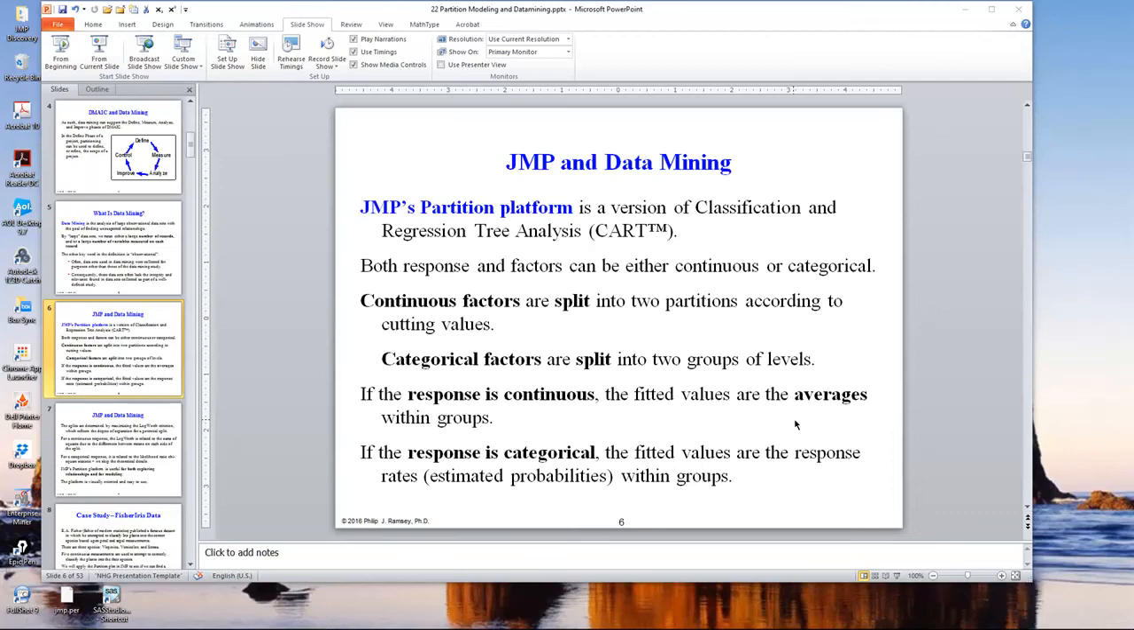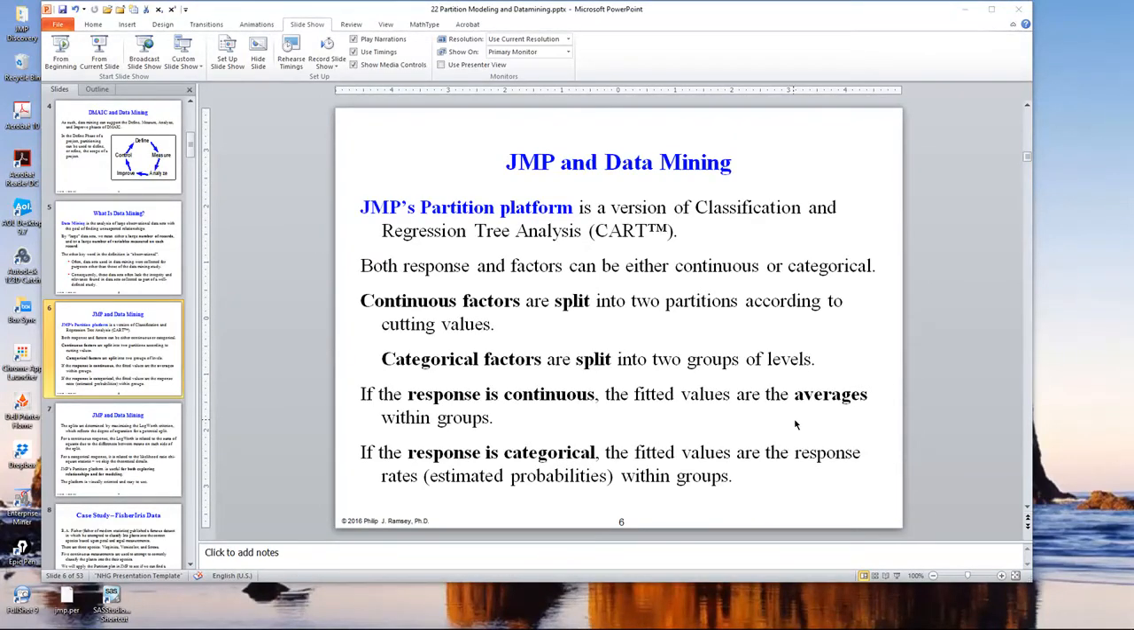So JMP uses the term partition analysis, and rather than do a lot of explanation of it, it's often easier to explain it simply by demonstration. CART modeling, again, is a statistical modeling technique used to explore relationships between some response of interest and possibly a large number of potential predictors of that response. What we call CART or partition modeling is a common and popular method used by people in data mining and the emerging field of predictive analytics.